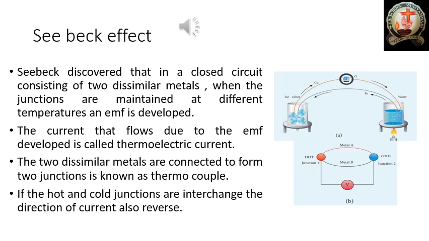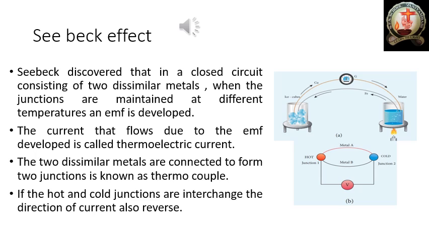So once again, please see the diagram. A closed circuit consisting of two dissimilar metals. First of all, is that a closed circuit or an open circuit in figure 1, otherwise figure B? Absolutely, that is a closed circuit, because there is no opening. Two junctions are there, connected by the use of two metals, so that circuit is closed.